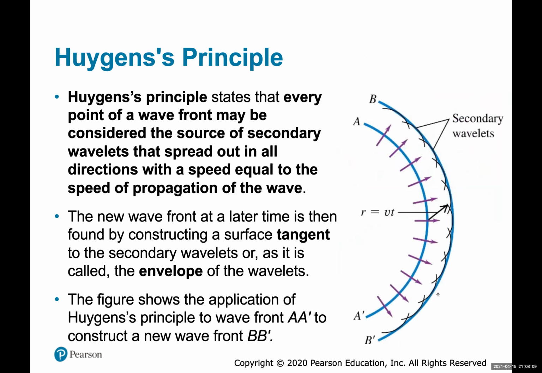We can model a wave front as a collection of many, many, many little point sources. Each of those point sources emits circular waves, circular wavefronts. So this source here has a propagation wavefront associated with it. This source here has a propagation wavefront. This one has a propagation wavefront.